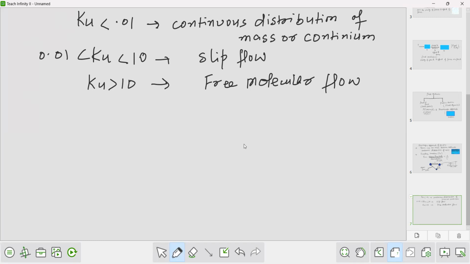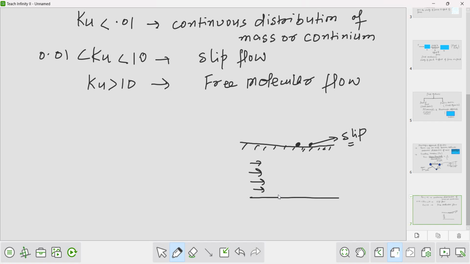What is slip flow? Slip flow means if this is the boundary, the fluid particles slip from the boundary. This is slip flow. Free molecular flow, what is this? Free molecular flow means the particles will freely flow around this boundary. Okay, the particles will freely flow around this boundary.